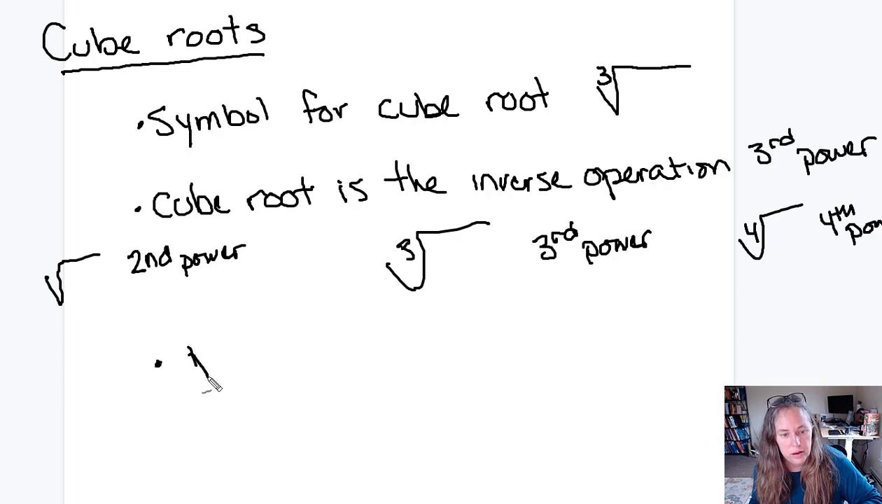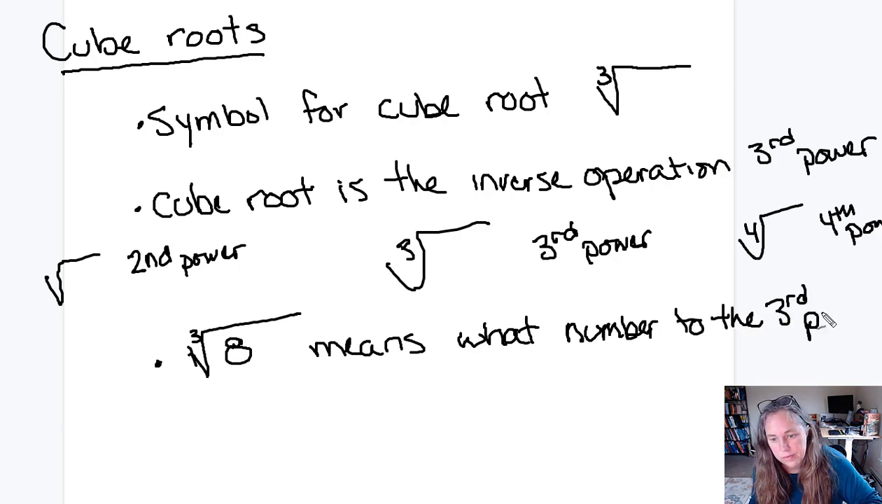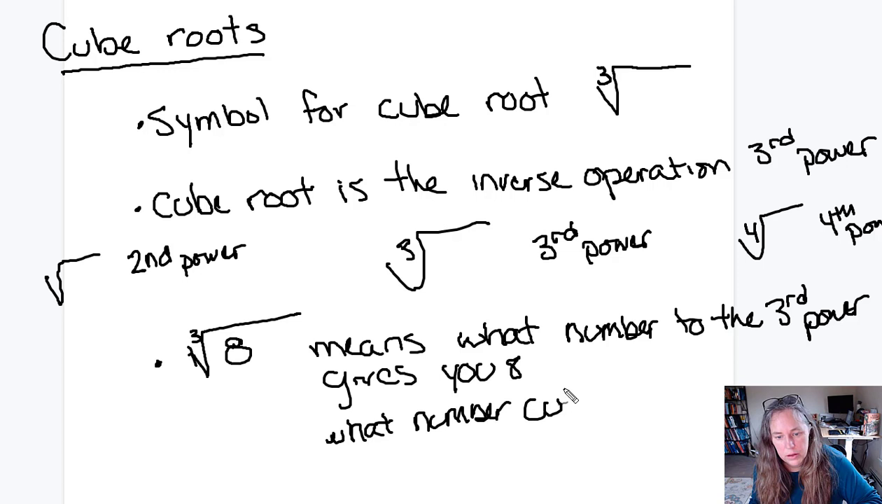So let's do it this way. Let's say cube root of 8 means, there's 3 ways you can think of it. What number to the third power gives you 8? You could also think about it as what number cubed gives you 8.